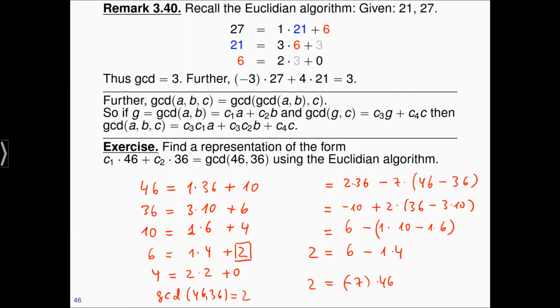And there are another 2 36 over here. So this is plus 9 times 36. And this is the desired representation of my greatest common divisor in terms of the initial numbers. Yeah? And this is the end of the exercise. And I'm actually quite happy that I had to record this part of the video only twice in order to get this computation correct.